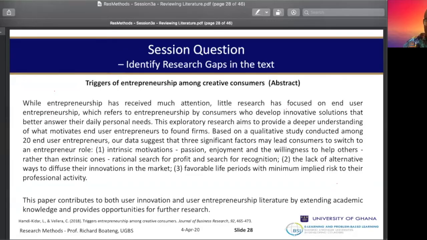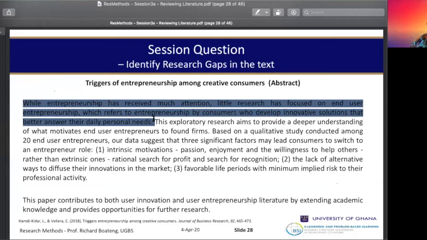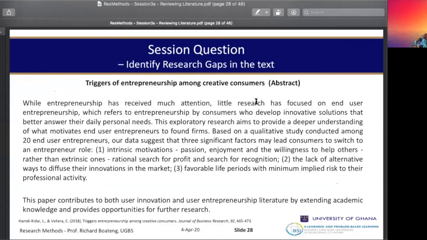Based on a qualitative study, and usually exploratory studies like to use a qualitative approach so that they can study a few people and come up with very interesting insights of what is happening. Based on a qualitative study conducted on 20 end user entrepreneurs, our data suggests these three significant factors may lead consumers to switch to an entrepreneurial role. Okay, I'm not going to read the rest. All I wanted us to do is to identify how the gap was written. The gap was written here: little research. So this is the abstract.